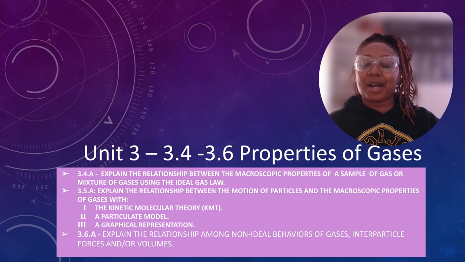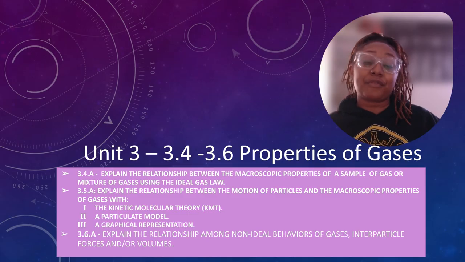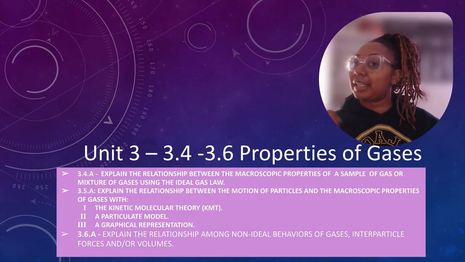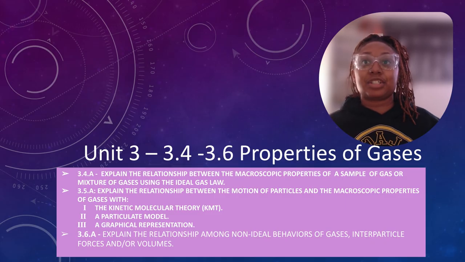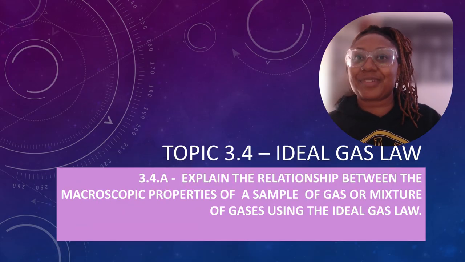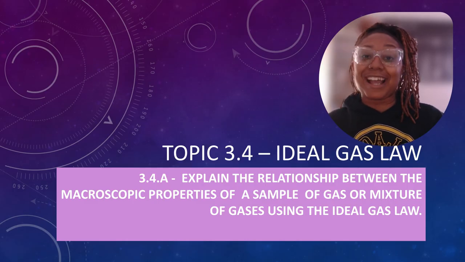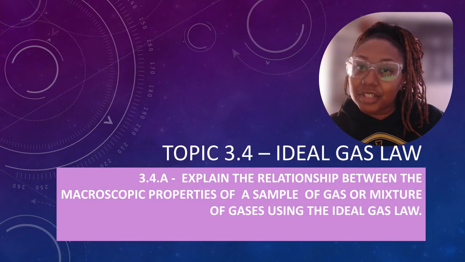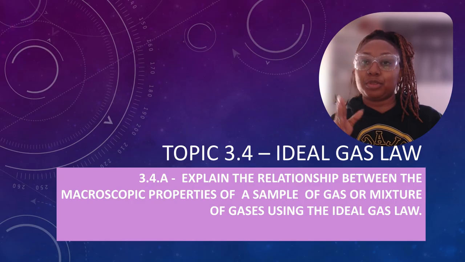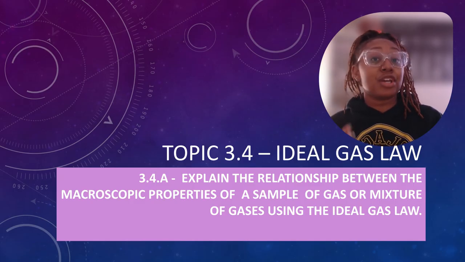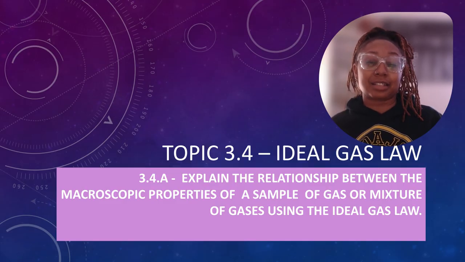Today we're talking about Unit 3, Sections 3.4 through 3.6 so that we can look at the properties of gases. So let's get into it. First, we're going to start with topic 3.4, the ideal gas law. By the end of this, you should be able to explain the relationship between the macroscopic properties of a sample of a gas or mixture of gases using the ideal gas law.